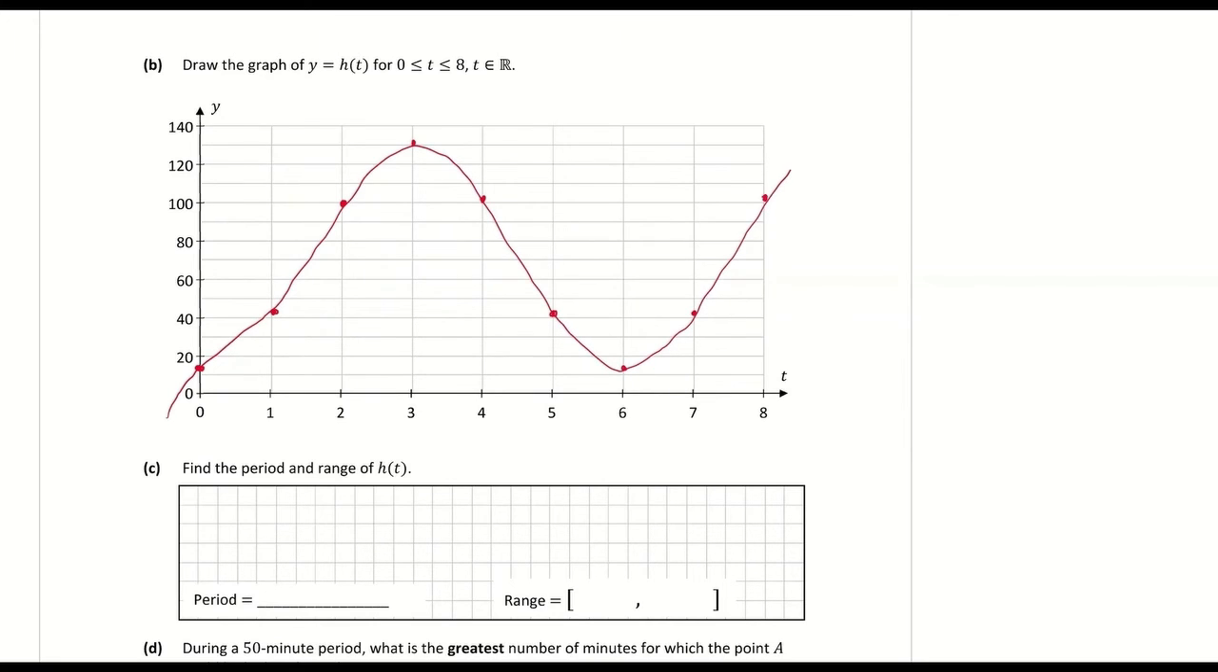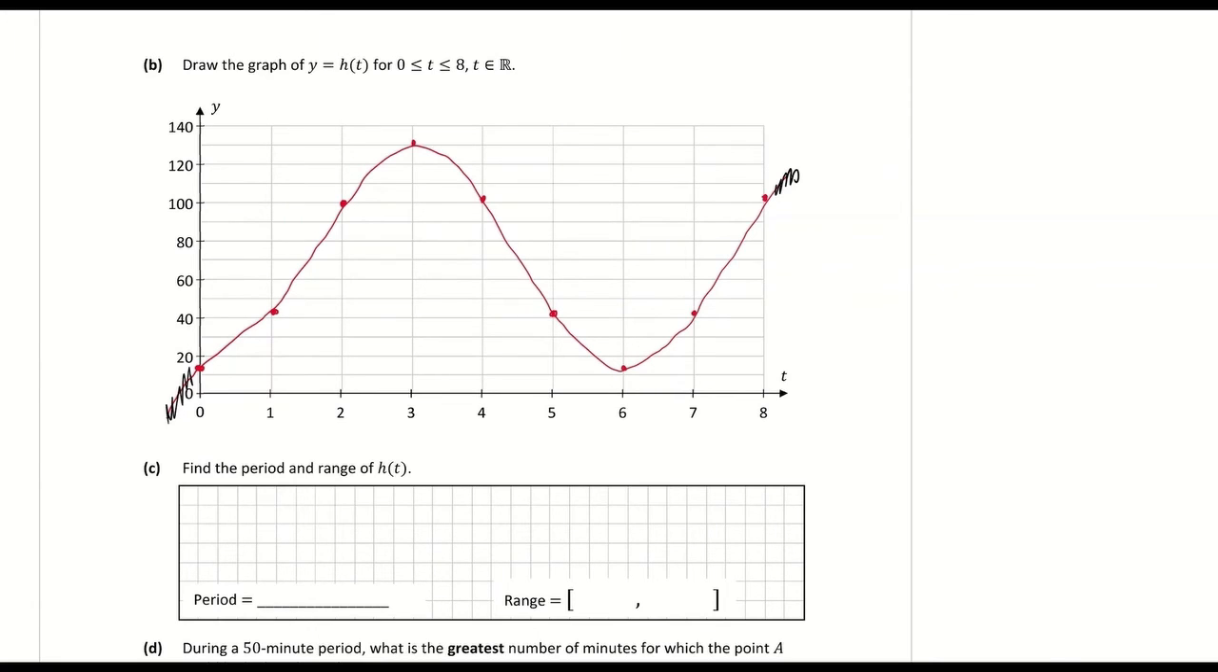Which should look something like that. And I should just rub off, ignore this part here and at the end here, because it's between 0 and 8. So looking at part C, find the period and the range.